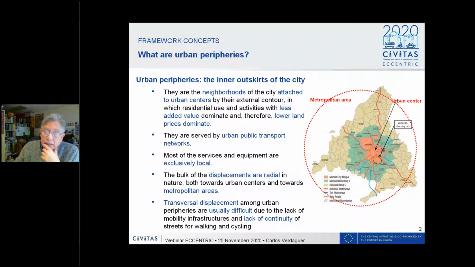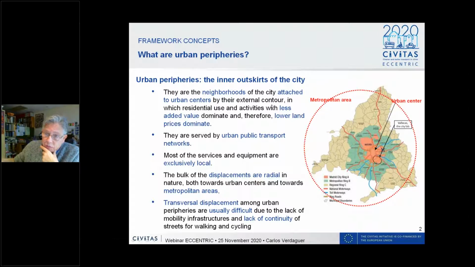This is the area that is around the urban centers. They are served mainly by urban public transport networks. Somebody says that urban peripheries is where the bus gets. It's the maximum where the bus gets. Most of the services and equipment are exclusively local, and the bulk of the displacements are radial in nature, both towards the urban centers and towards metropolitan areas.